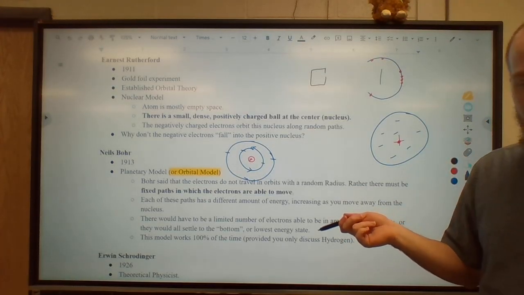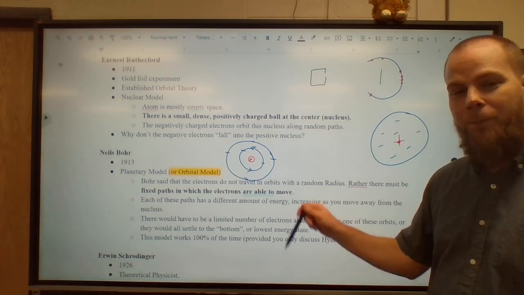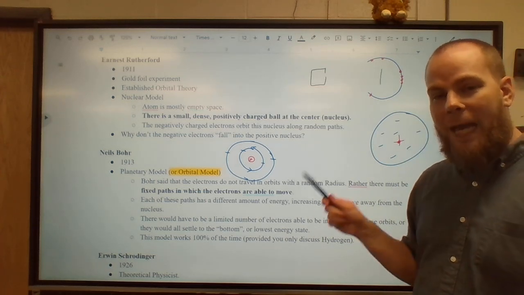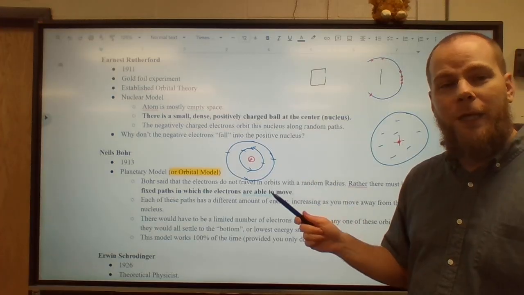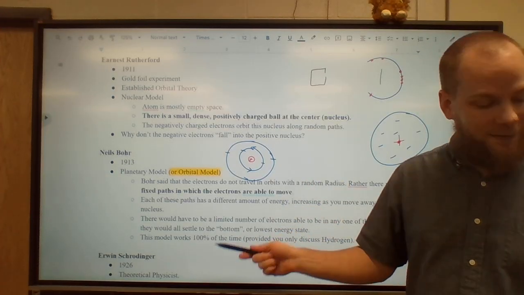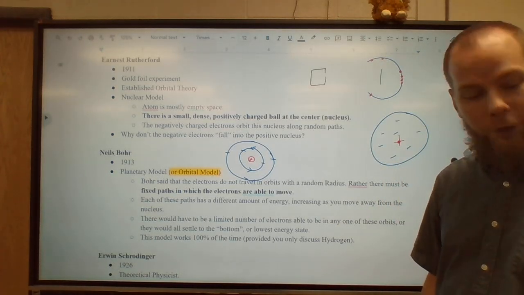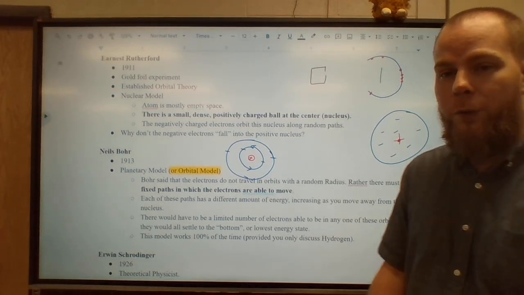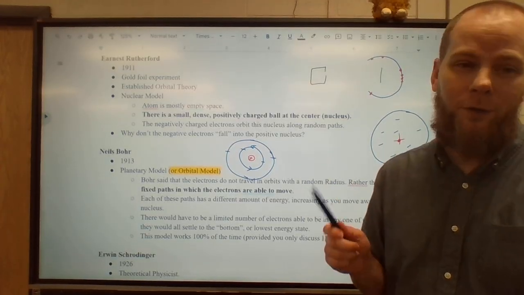It does have its own problems. It works 100% of the time for hydrogen. It doesn't work for any other element. To solve other elements, we would need a guy named Schrodinger, which is the last guy on our list. So I'm going to clear this, scroll down to Schrodinger. I am not going to have you draw a model for Schrodinger, but I am going to link a video for you to check out because this is pretty cool.